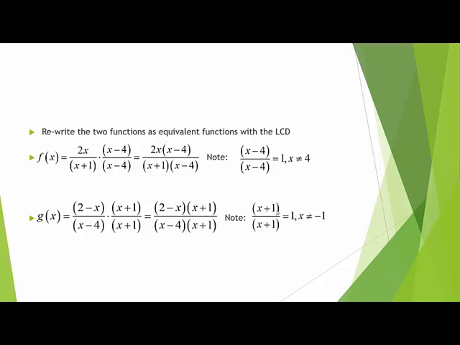Similarly, for g of x, which is equal to 2 minus x divided by x minus 4, we multiply that by x plus 1 divided by x plus 1. Rewrite into one fraction, 2 minus x times x plus 1 divided by x minus 4 times x plus 1. And again, we note that x plus 1 divided by x plus 1 equals 1 for x not equal to negative 1. So we do not change the value of g of x.